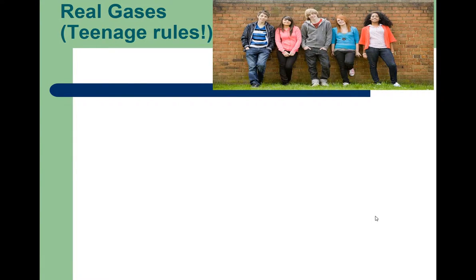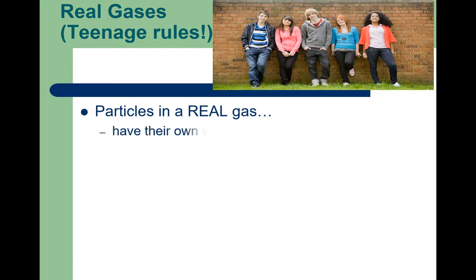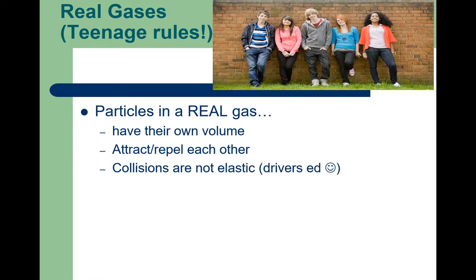And then we get to teenagers. Get real, right? So if toddlers are the kinetic rules for ideal gases, then we know when we get to be teenagers, it's a lot different. There's a different set of rules, and they're more real, right? So particles in a real gas, and I think teenagers for this, and you'll see what I mean in just a second. They have their own volume. You need your own space. Somebody starts to get in your space, you get a little bit uncomfortable, right? You are attracted and repelled by people. So you like some people and you don't like others. And collisions are not elastic. You learned that in driver's ed, right?